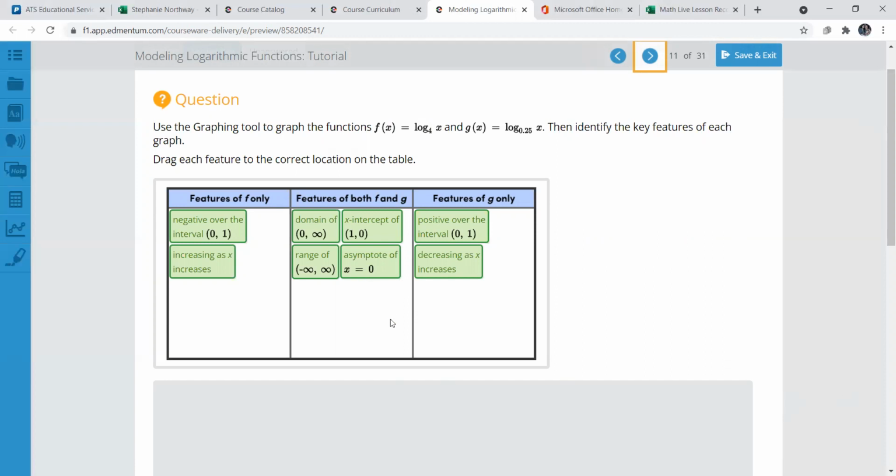Now, positive interval, and this is for g only, features of g only. Now we have positive over the interval 0, 1, and it decreases as x increases.